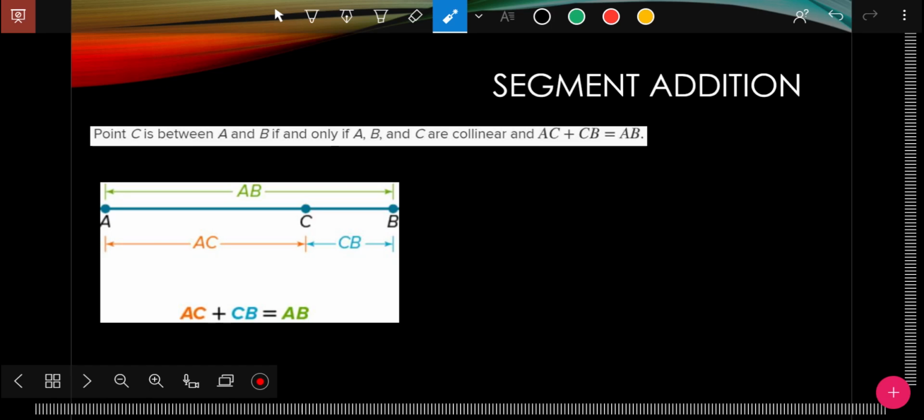Again, 2 smaller segments added together make the larger segment, or I sometimes will say part plus part equals the whole. Seems pretty self-explanatory, but later on when we come back to this, we've learned so much that we forget the self-explanatory easy stuff from the beginning of the year. So I would make a note of it.